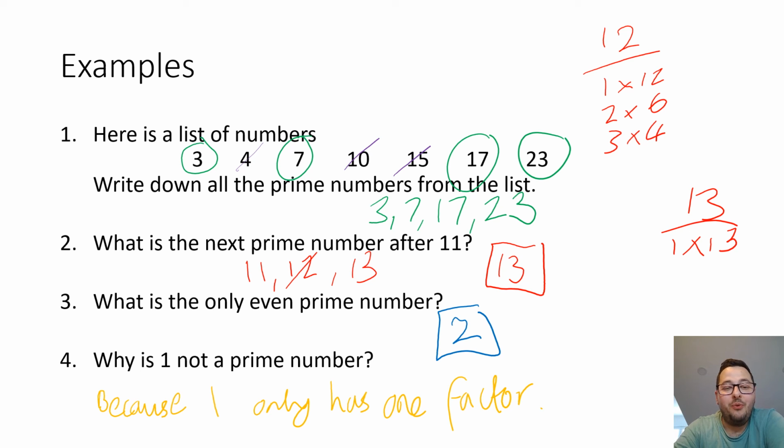Okay, so hopefully that's helpful. Just a quick recap then. A prime number is a number that has exactly 2 factors, and those factors are always 1 and itself.